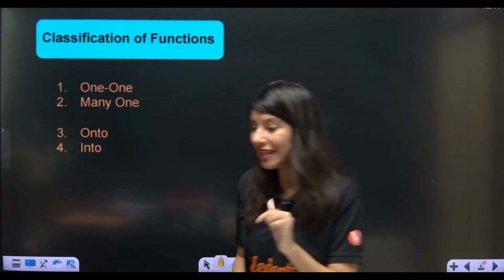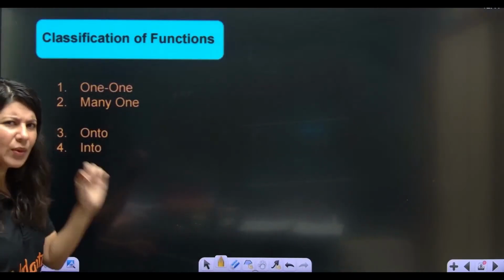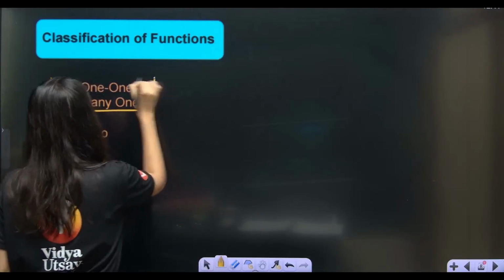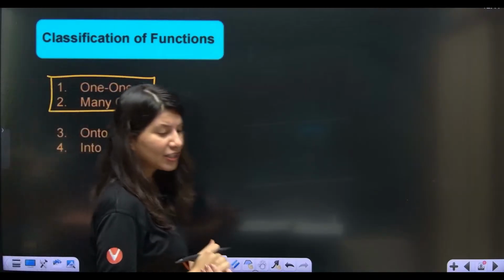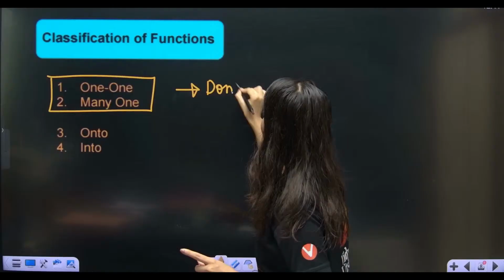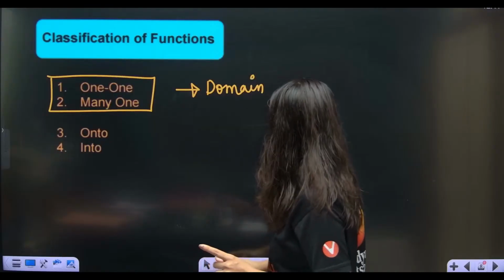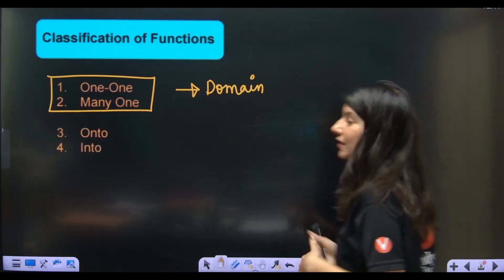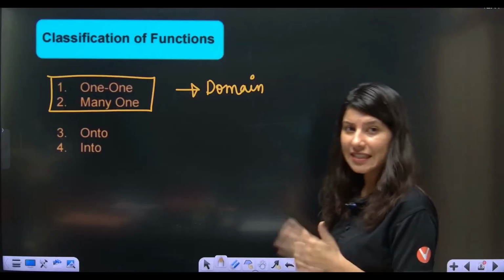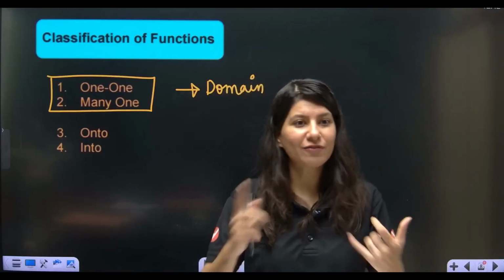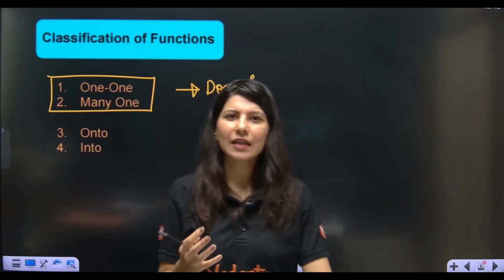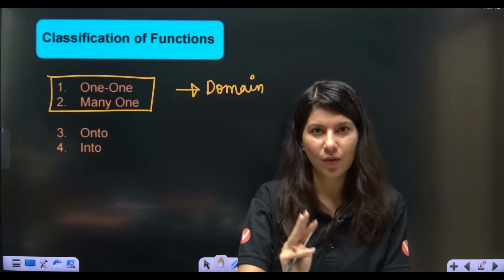Okay. So in the last class, what did we see? Quick revision, 2-minute revision. 1-1 and many-1. We saw this classification and I told you that this is nothing but the property of domain. First of all, we discussed the definition of 1-1 function, 1 to 1, many to 1, and then we saw that there are 3 methods to check whether a function is 1-1 or many-1.